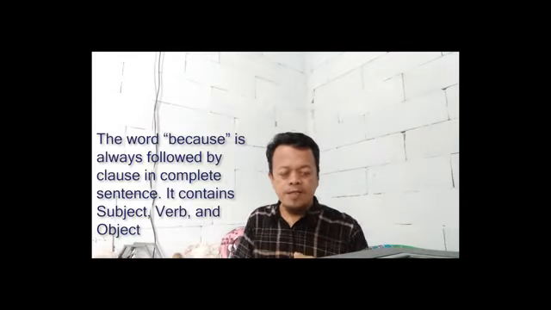The word because is always followed by a clause. The clause here is a complete sentence. A complete sentence means the sentence contains a subject, a verb as predicate, and an object. Now let's take a look at three examples like this.